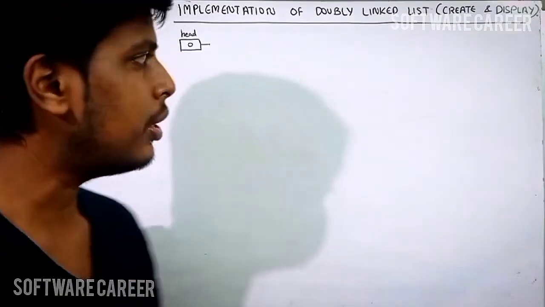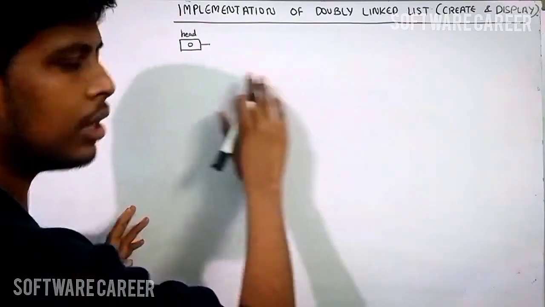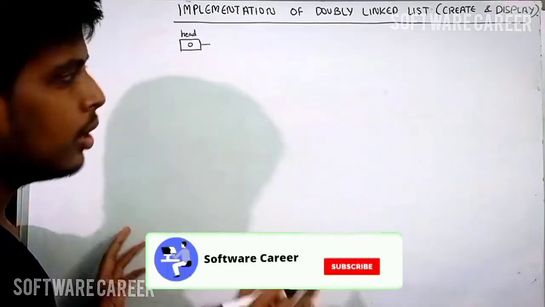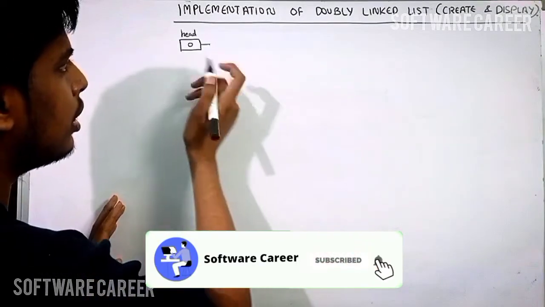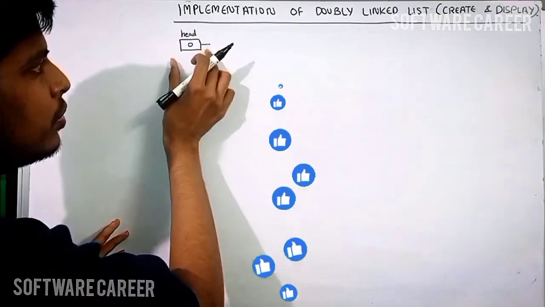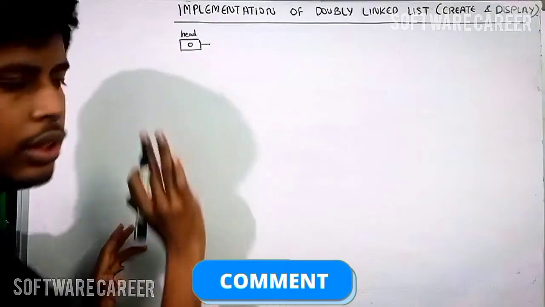Now I will teach you how to create a doubly linked list. Now this linked list is empty, that is, there are no nodes present in the linked list. If no nodes are present, the head pointer will have the value 0, because head is a pointer which stores the address of the first node, but no node is there, so it is 0.